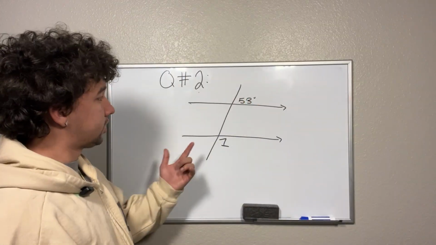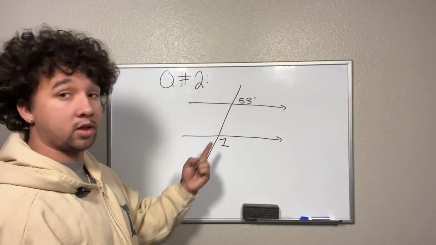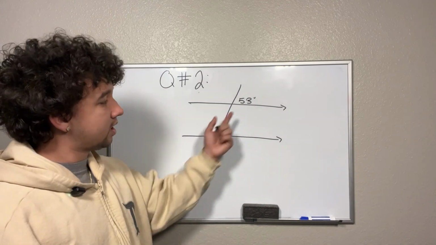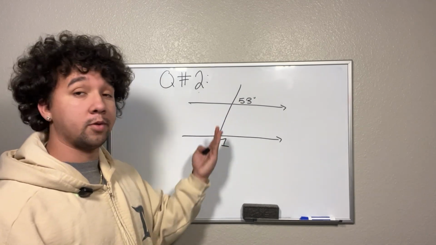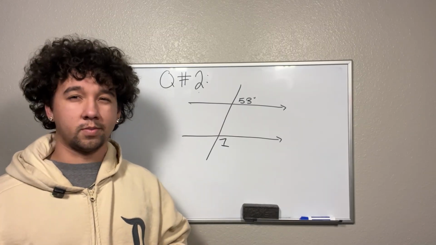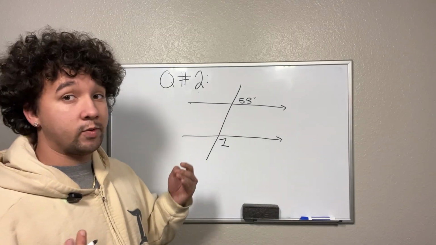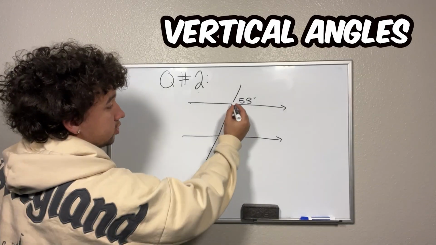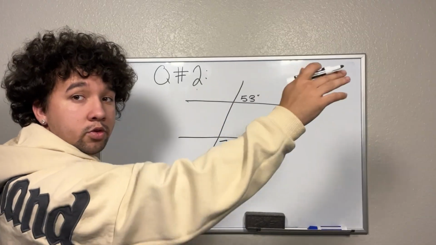All right, next question, I'm provided with two parallel lines cut with a transversal and I have to find this side here. So anytime you have parallel lines like this that are cut by a single line, there's a lot of rules that we can apply here, and I'll go through a bunch of them. So the first one that we have is vertical angles. What vertical angles are is angles that are directly across from each other through a vertex.